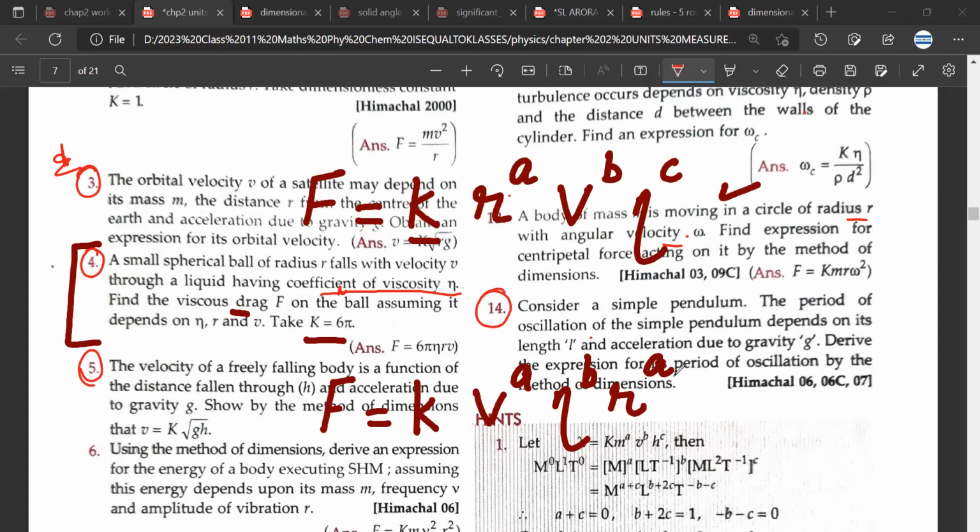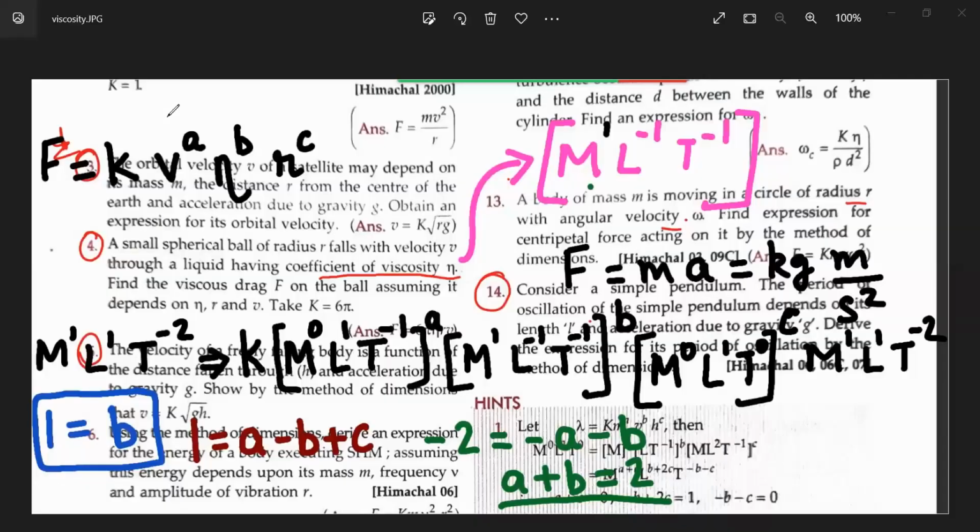So I can have r raised to power a, or I can have r raised to power, I'm sorry, this is r raised to power c. Or I can have neta raised to power a. It doesn't matter. Once I solve for the equation, the values of a, b, c will come. Now let me look at the equation that I can form. For example, in this case, I've taken v raised to power a, neta raised to power b, r raised to power c. It doesn't matter in whatever form you take.